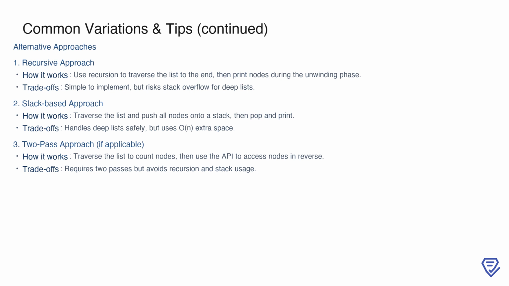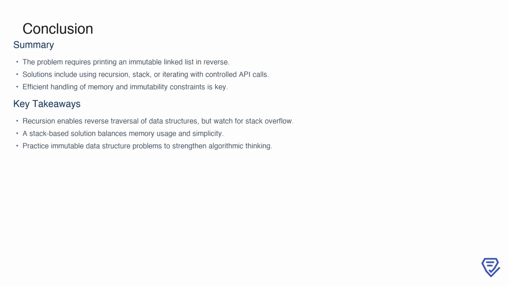While this approach is safe for deep lists, it requires extra space to store the stack, which may not be ideal in space-constrained scenarios. Finally, the two-pass approach, if applicable, involves making one pass to count the nodes and a second pass to access them in reverse using the provided API. This approach avoids recursion and stack usage but requires 2 full traversals of the list. Each method has its advantages and limitations, so choosing the right one depends on the specific constraints and requirements of the problem.